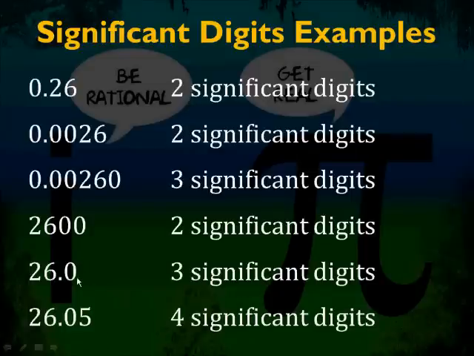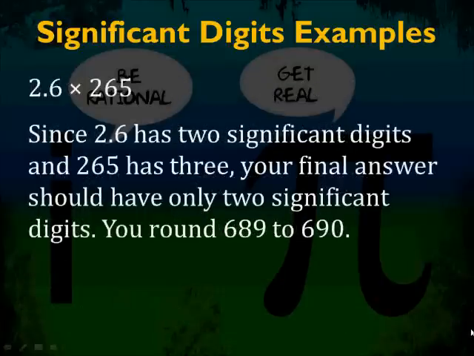So these are examples from the previous screen. Again, count significant digits, because when you multiply or divide two numbers, you're going to use the number of significant digits in the number with the fewer significant digits. So when you're multiplying 2.6 times 265, since 2.6 has two significant digits and 265 has 3, your final answer should only have two significant digits because you're going to go with the lower number.